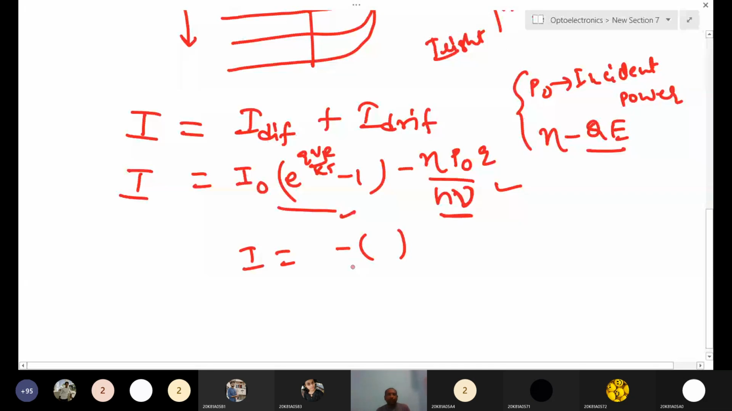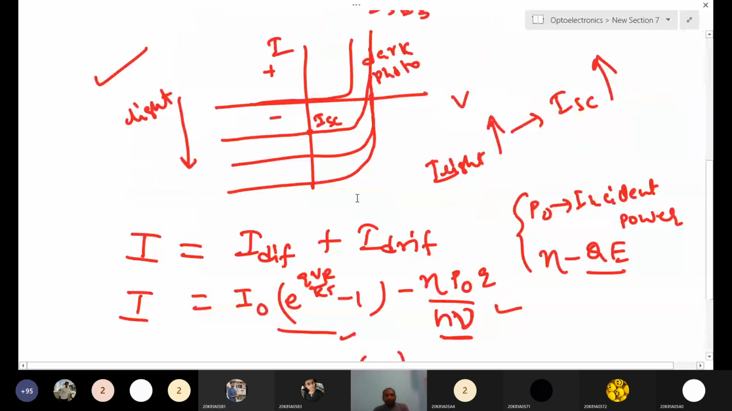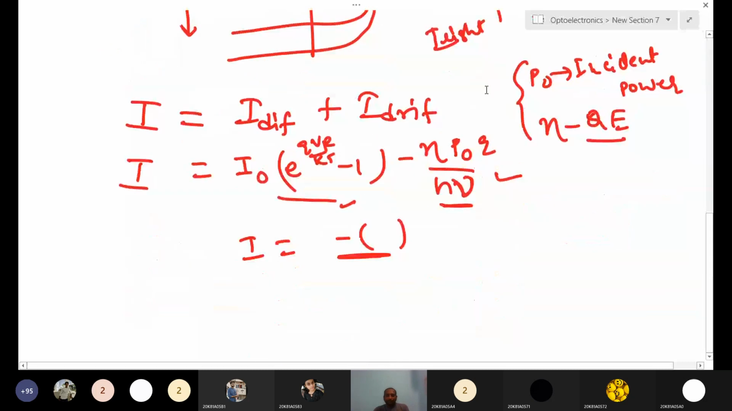You got it, right? Why are we drawing the IV curve in the third and fourth quadrants? Because the second term, the drift current, will dominate in photodiodes. So this is the equation, and here two terms characterize a photodiode.